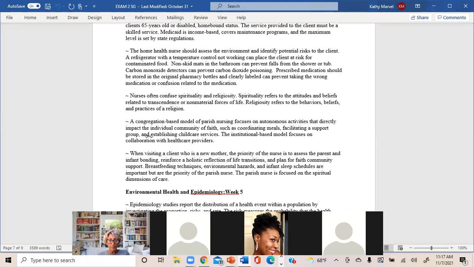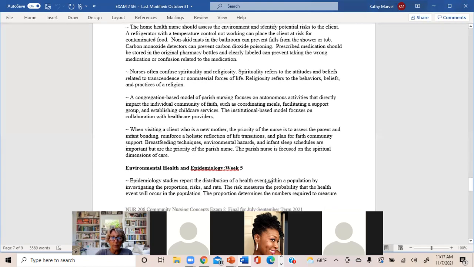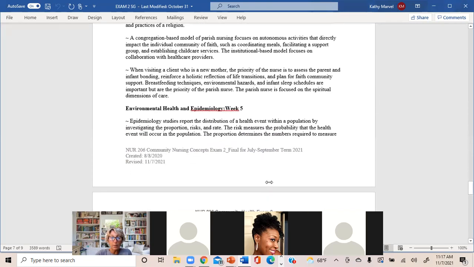Okay. And then this is some information about faith community nursing. When visiting a client who is a new mother, what are the priorities? The priority of the nurse is to assess the parent and infant bonding, reinforce holistic reflection of life transitions, and plan for faith community support. Okay. So that's important to know what the focus of the faith community nurse will be.